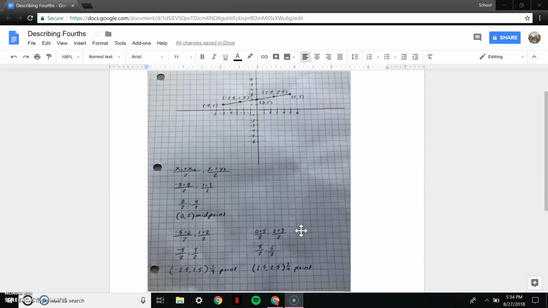And to find the second 1/4, or the 3/4 point, I used the midpoint, 0, 2, and the last endpoint, 5, 3, and that can be seen right here. Then I did the math, and then I got 2.5, 2.5, and that is seen right there.